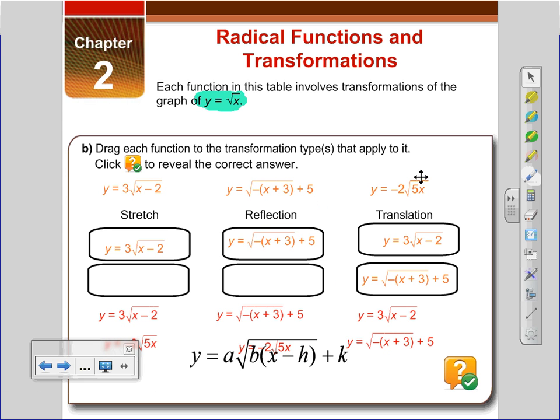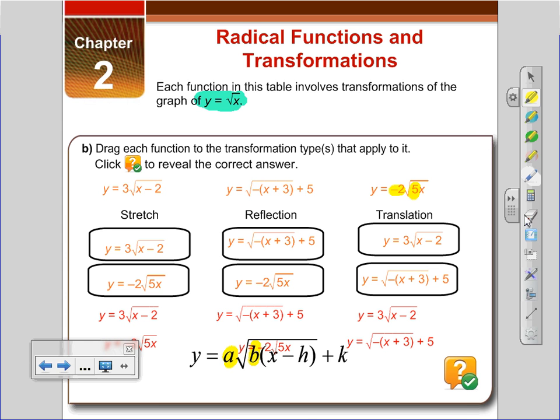You can probably guess that these two guys are going to go here and here, and it's right, because if you look at this number in front, that's your a value. You can see the answers are popping up there. And the 5 here is your b value, which is your horizontal stretch.